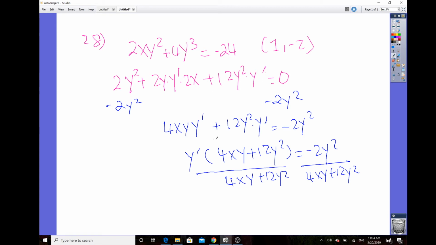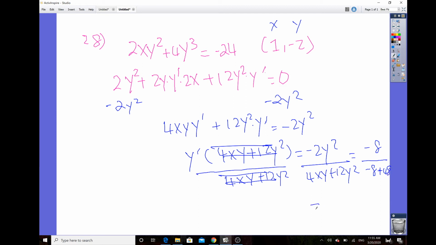So now, once you find the derivative, so this one got canceled, this one got canceled, all got canceled here. So we just want to plug in a number. So x is 1, and y is negative 2. So negative 2 quantity squared, that's 4, 4 times negative 2, that'll be negative 8. And then the denominator: plug in 1 here, negative 2, so 1 times negative 2, negative 2 times 4, which is negative 8. And then negative 2 squared, 4, 4 times 12, 48, so plus 48.